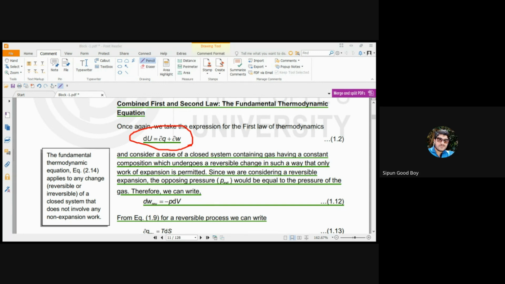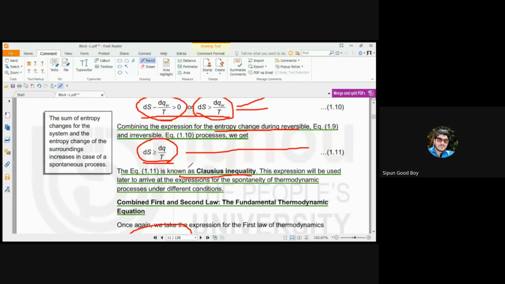Sir, in the Clausius law, the last expression is the final expression, dS greater than or equal to dq by T? Yes, this equation 1.11 is called the Clausius inequality, and this equation will be applied many times.